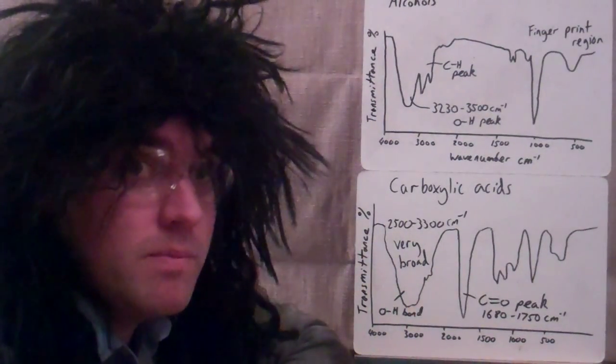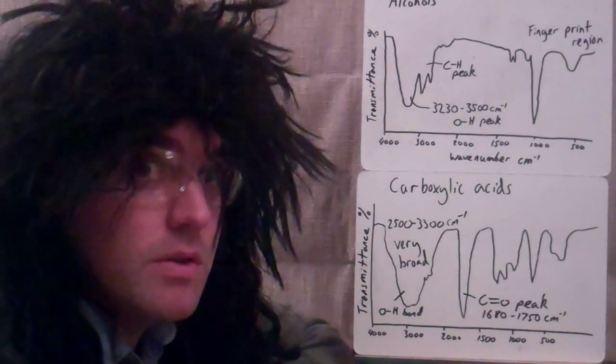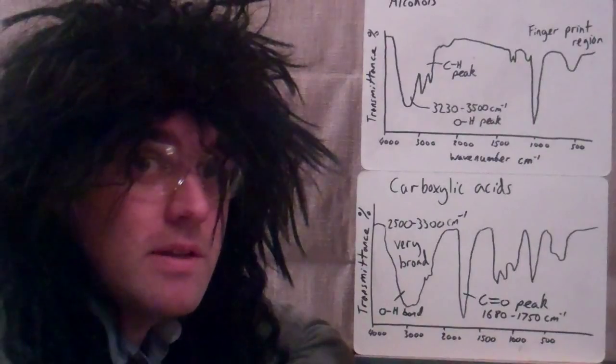So those three spectra, alcohols, carboxylic acids and aldehyde slash ketones, are the ones that you need to be able to analyse and understand.